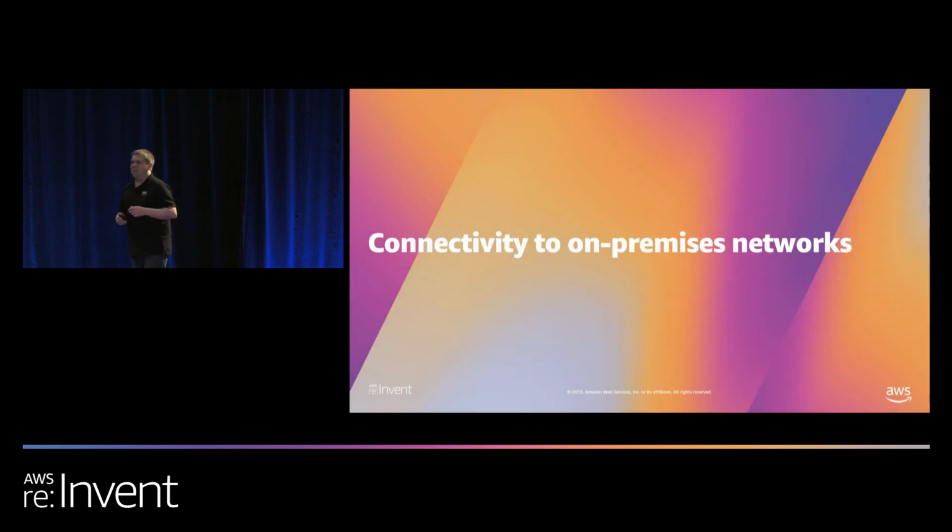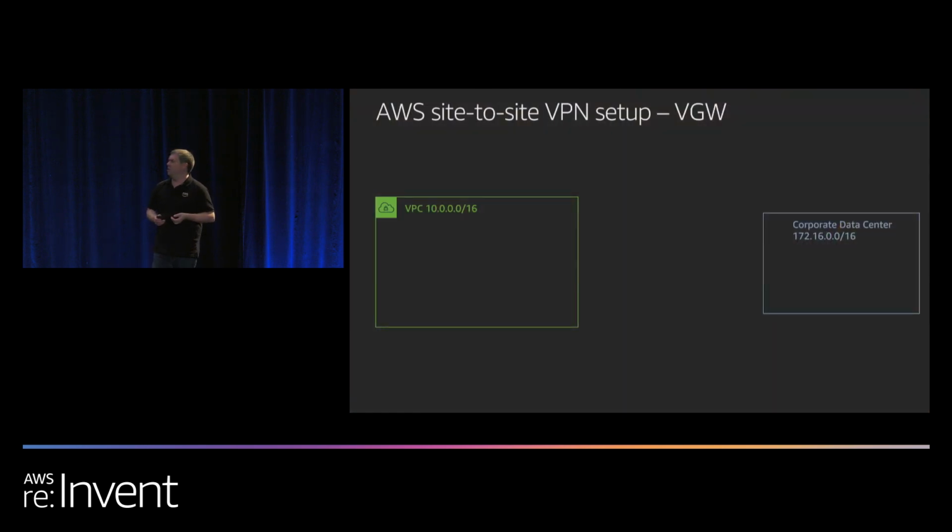Okay, so we've connected our VPCs together. Our architecture's starting to grow here. What if we need to connect back to perhaps some on-premises infrastructure or an existing data center of some sort? So now we need to adjust our diagrams a little bit here. We've got another component to add in.